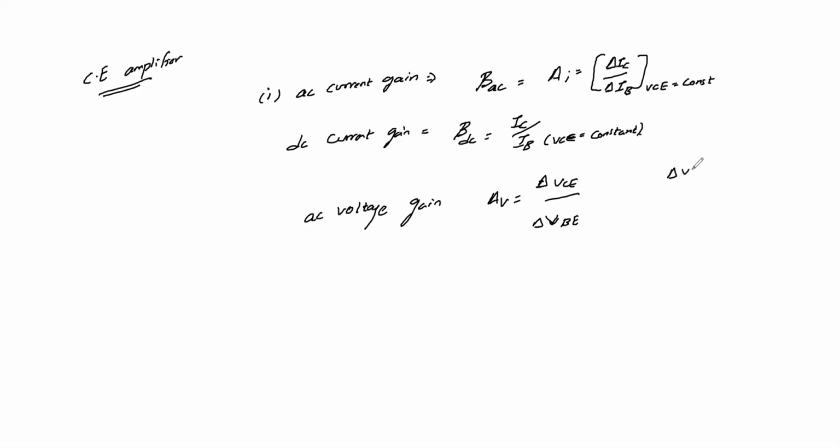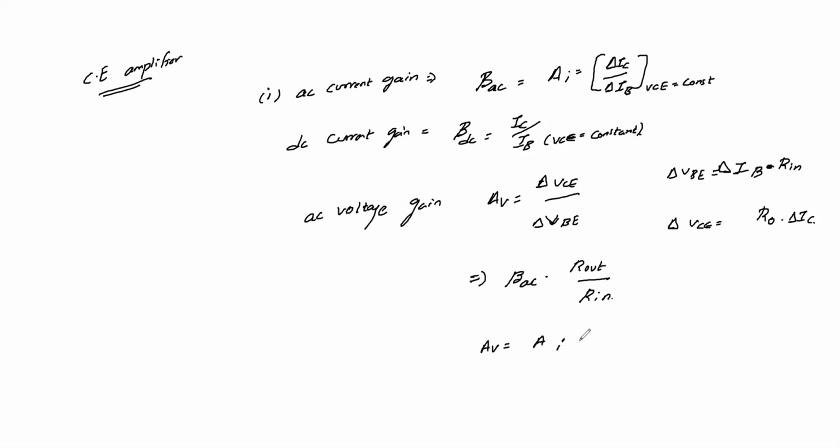We know that del VBE is equal to your input, which is del IB into R input, and del VCE is equal to R naught into del IC. From this relation, we can say it is beta AC into R out divided by R in. So it is your AC voltage gain. Or we can say AV is equal to AI, that is your current gain, into AR, that is your resistance gain. I can write this relation like this.